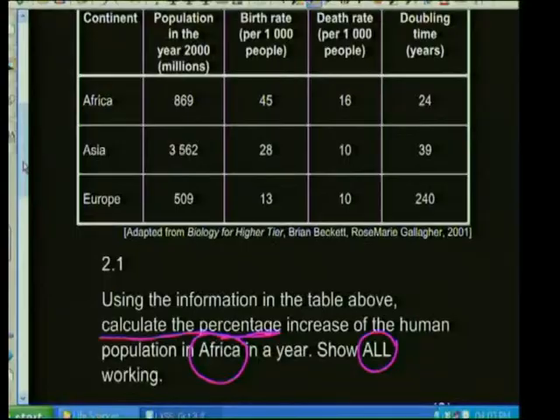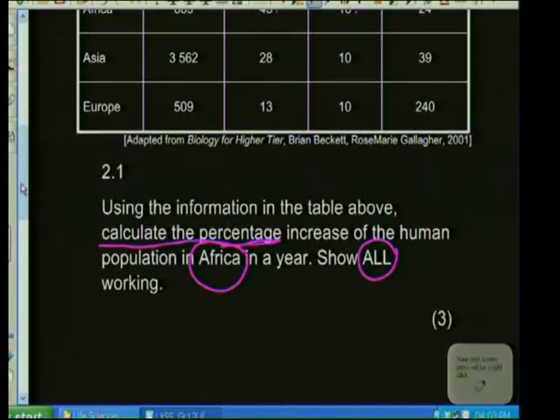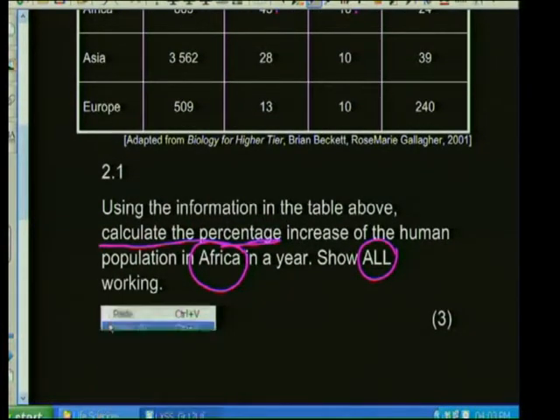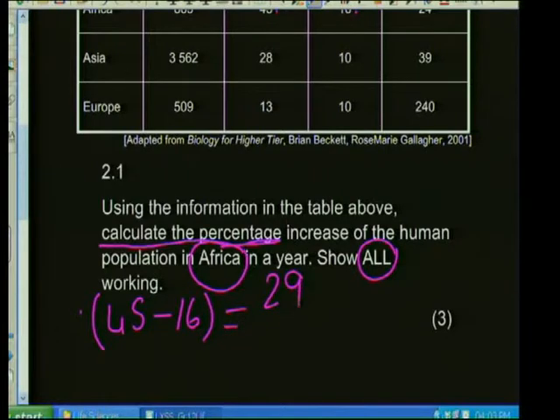So let's go to our table and have a look at what we need to do. Calculate the percentage increase. So what do we have to do first? We need to find out the difference between the amount of people that were born and the amount of people that died, so our birth rate and our death rate. Our first little math sum is going to be 45 minus 16, and if my math is correct, that will give me an answer of 29.